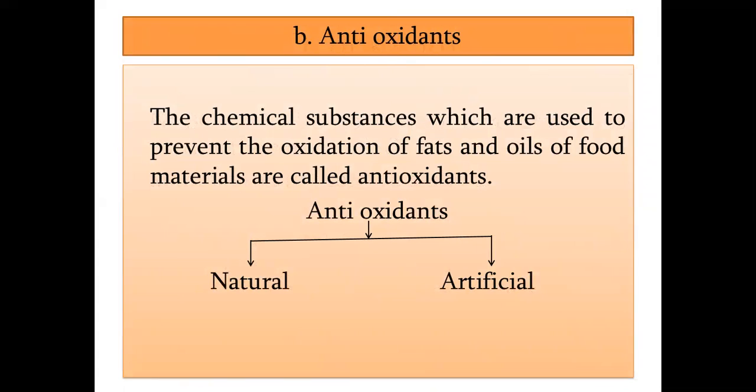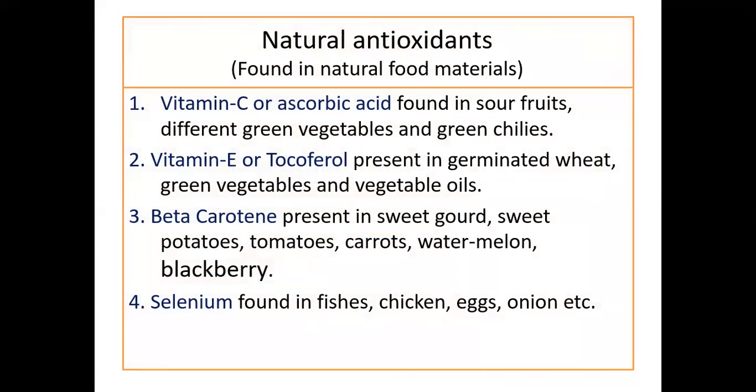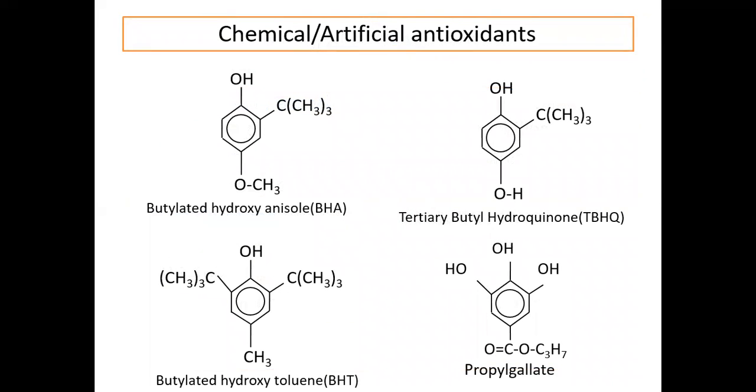What is antioxidant? An important topic for you. The chemical substances which are used to prevent the oxidation of fat and oil of food materials are called antioxidants. Antioxidants are of two types, natural and artificial. Natural antioxidants are found in natural food materials like vitamin C, vitamin E, beta carotene, and selenium. Some chemical antioxidants are butylated hydroxyanisole, short form BHA, tertiary butyl hydroquinone, that is TBHQ, butylated hydroxytoluene, BHT, and propyl gallate.